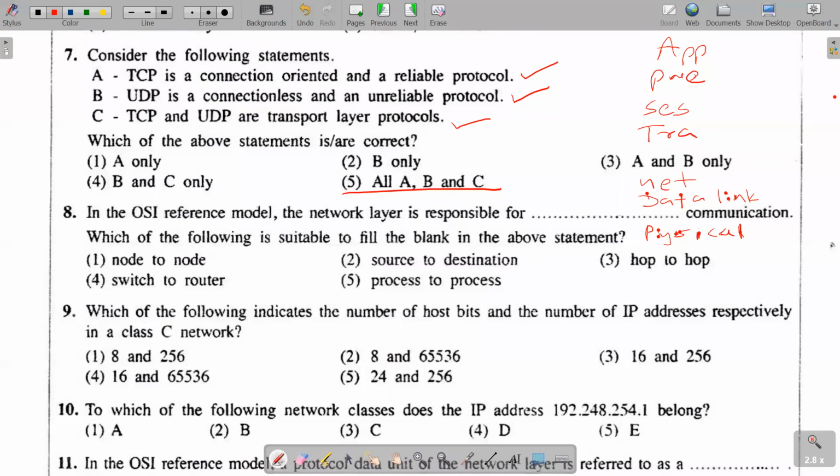Right, so they are asking which layer of the OSI reference model the network layer is responsible for communicating. If you think about the data units: application, presentation and session all three contain data. In transport, you find segments, and in network, you find packets, and in data link, you find frames, and in physical, it's the bit stream.